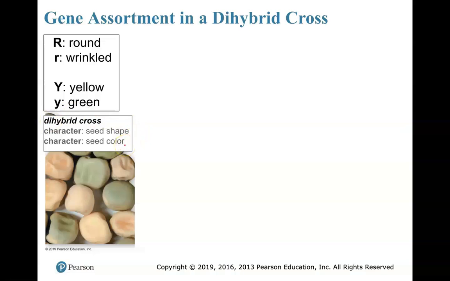Now, the different traits associated with these characters can be seen above, whereas the seed shape could either be uppercase R, round, or lowercase r, wrinkled. Those are the alleles that we're going to look at for seed shape. Seed color can either be uppercase Y, yellow, or lowercase y, green.